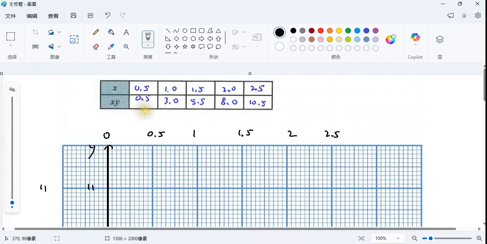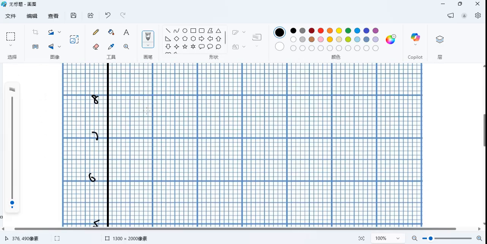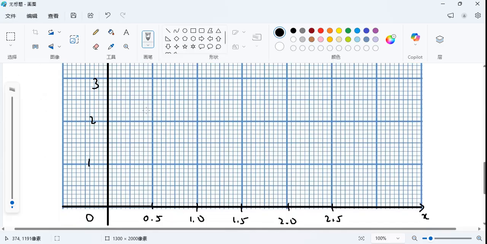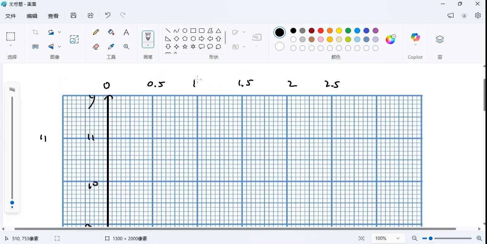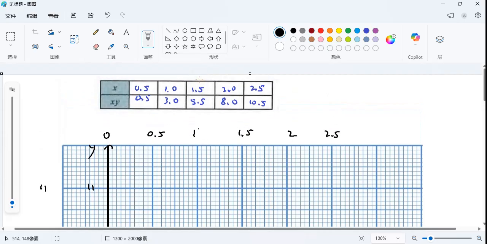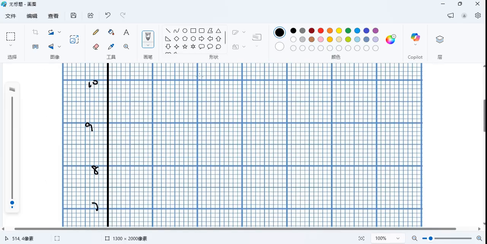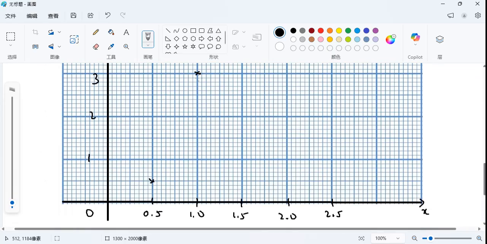Okay, so 0, 0.5; 1, 3. Okay, so something is wrong with my answer already. Because if I continue, for sure I cannot get the y-intercept.